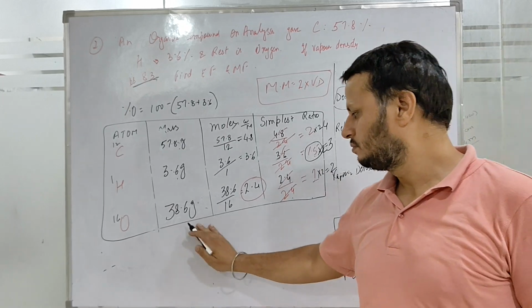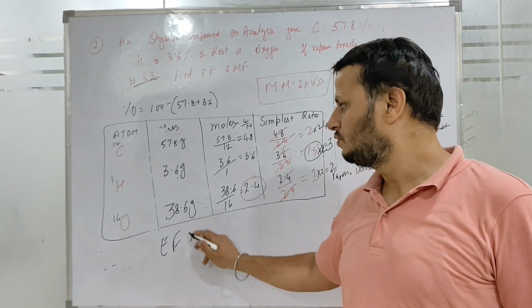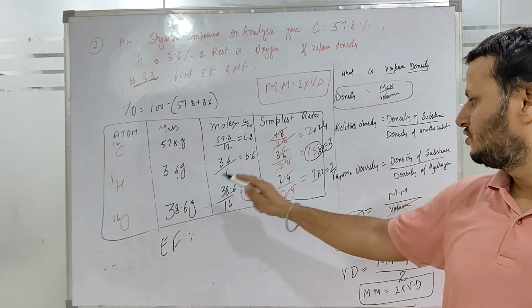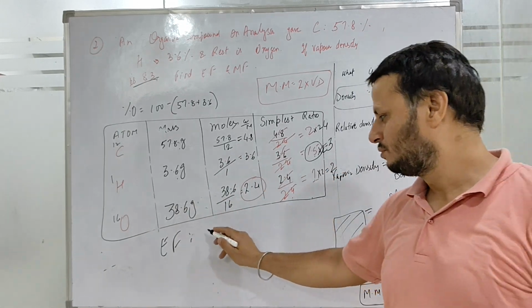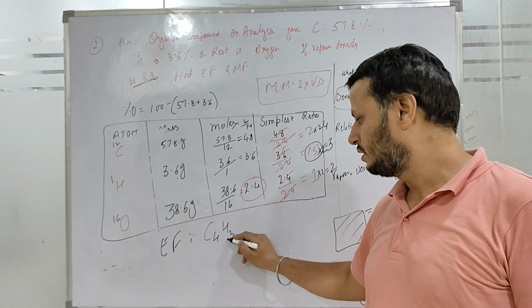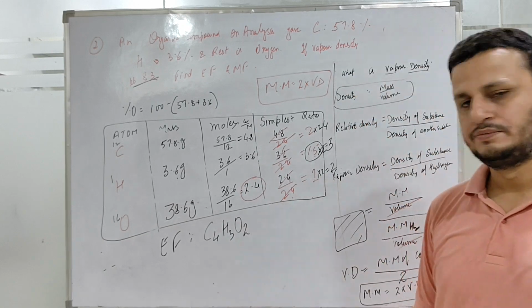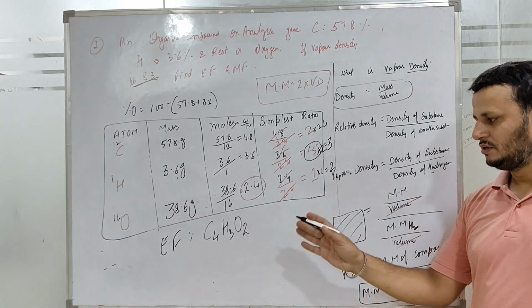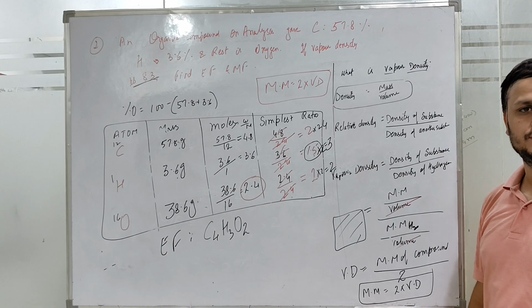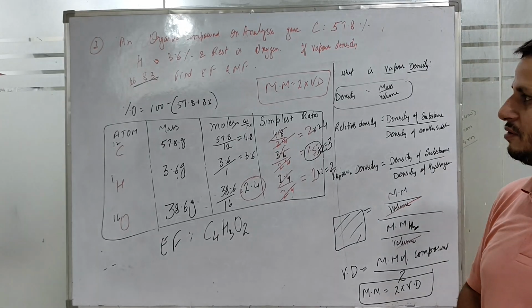The empirical formula is now C4H3O2. This is the empirical formula of the compound.